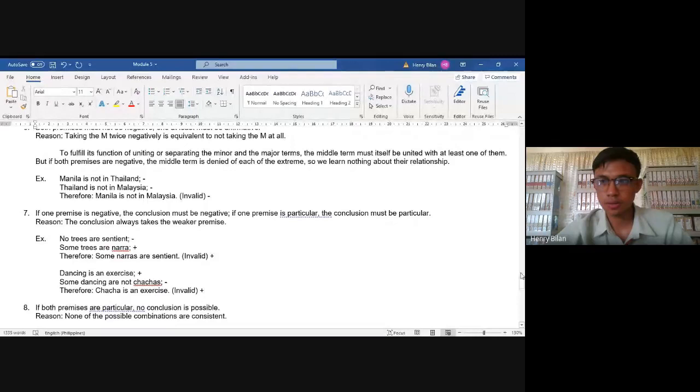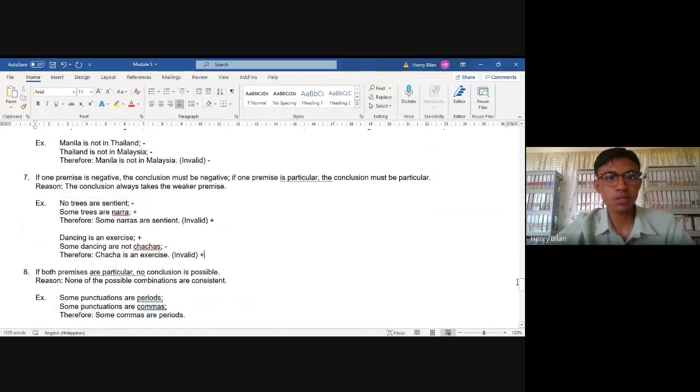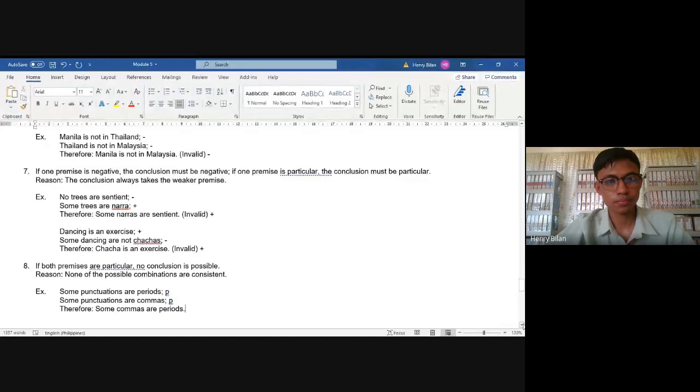And 8: if both premises are particular, no conclusion is possible. Pag sinabi particular, yung some. Quantify sa bilang. Some, particular. Some also particular. Hence, we cannot have a possible conclusion. Invalid na yan. Okay, so these are the 8 rules in having a valid syllogism.